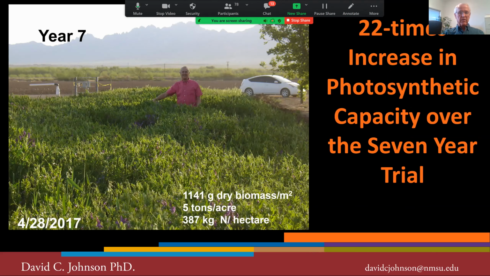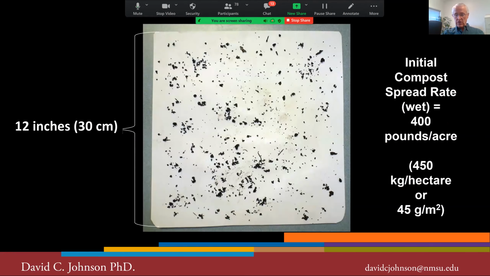This is 7 years later. We saw 1,141 grams of dry biomass per square meter. So a 22 times increase in the photosynthetic capacity on this plot of land over a 7-year trial.